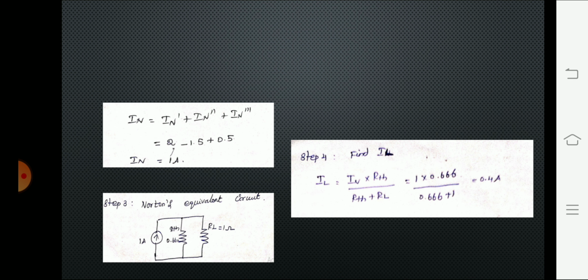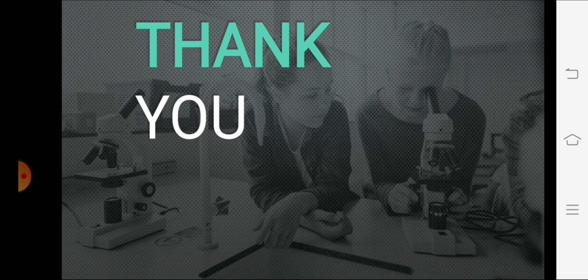Next, we draw the Norton's equivalent circuit. A Norton equivalent circuit consists of one current source, this is the Norton current, and one Thevenin's resistance and the load resistance. Finally, we find the load current IL. We know the formula. Substitute the value. We get the answer IL equal to 0.4.